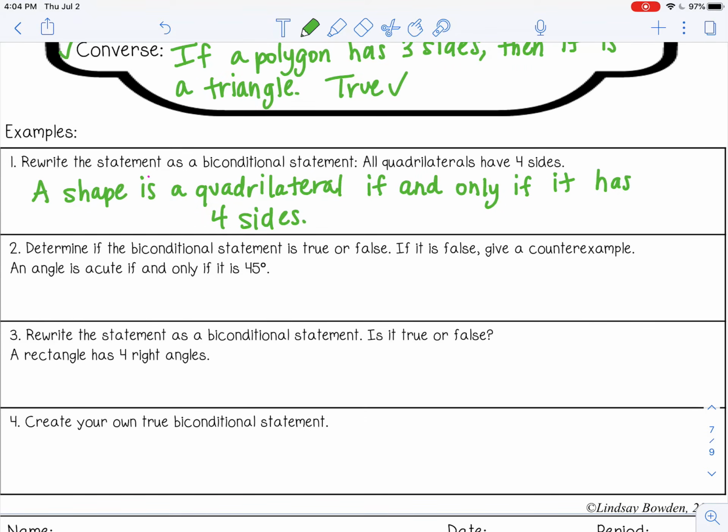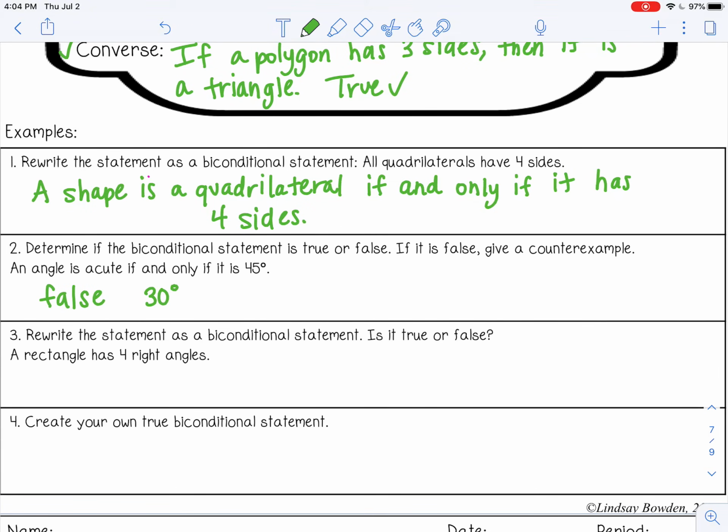Number 2, determine if the biconditional statement is true or false, and if it is false, give a counterexample. An angle is acute if and only if it is 45 degrees. Pause the video and answer that now. All right, you should have said this is false. And a counterexample could be an angle that is 30 degrees. That's still acute, but it's not 45.